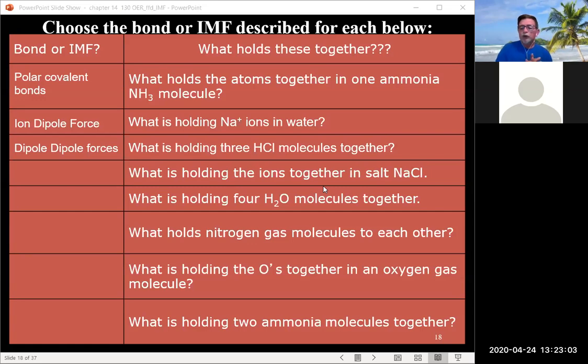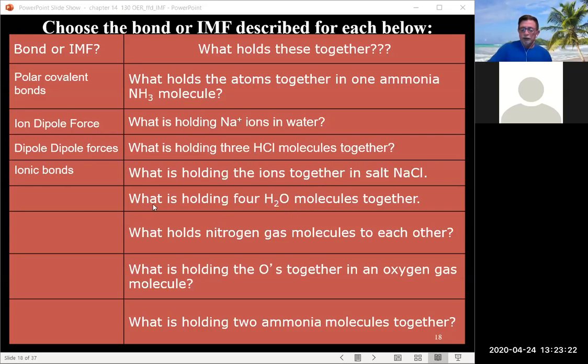So the only choice you got left is dipole-dipole, okay? Next one says, what is holding the ions together in salt, sodium chloride? No mention about aqueous systems. They're just talking about solid sodium chloride. So the only thing you have, we're talking about the bond. In this case, the ionic bond. It's an ionic compound.